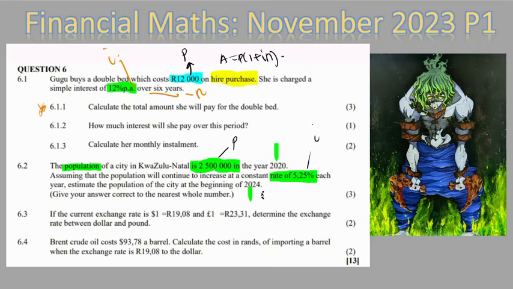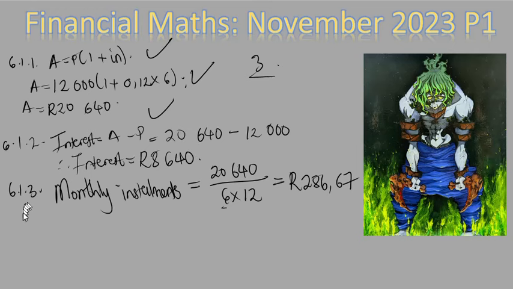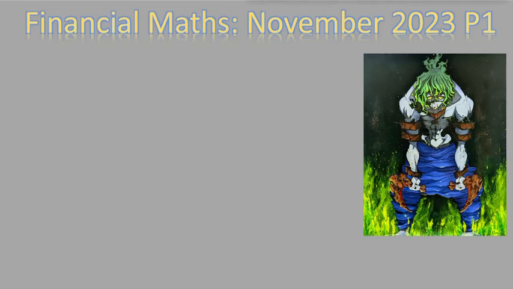Our N from 2020 to 2024, it's what? It's 4 years, right? We have the N, we have the I, we have the P. What are we looking for? For the A, right? So 6.2, we are looking for A. Let me erase here. Okay, let's erase, man. There we go. Everything erased. 6.2 now.